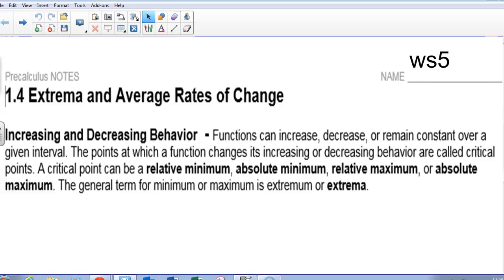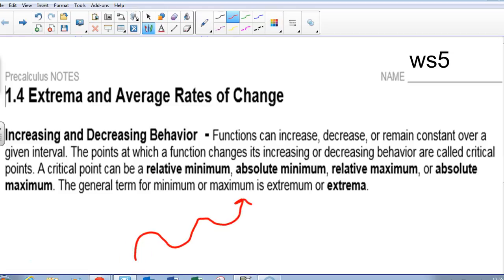Alright guys, this lesson is on section 1.4, and we're going to talk first about increasing and decreasing behavior in a graph. It says functions can increase or decrease or remain constant over a given interval. The points at which the function changes its increasing or decreasing behavior are called the critical points. So if we have a graph that looks like this, okay, it has some points at which it changes. It was going up. You read increasing and decreasing left to right.